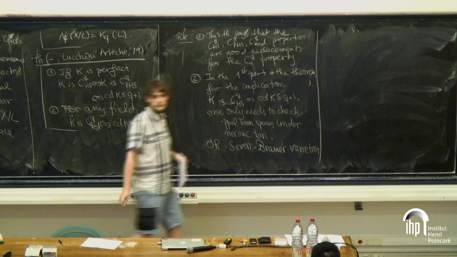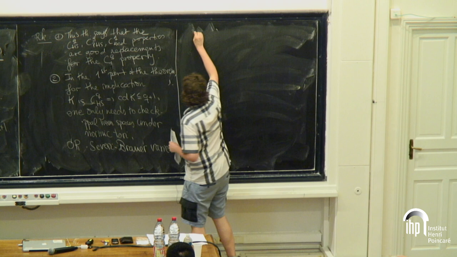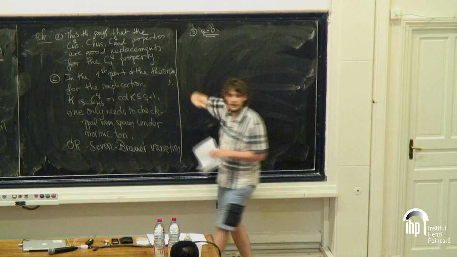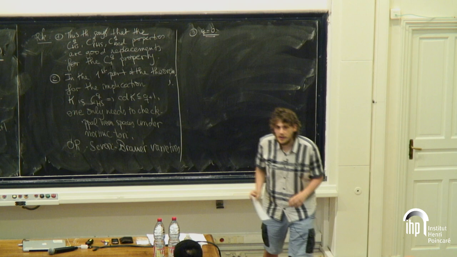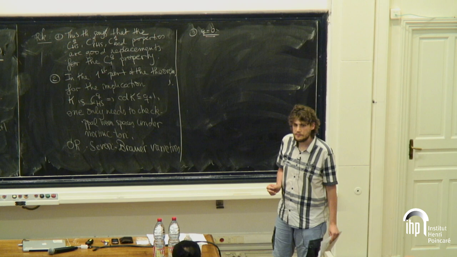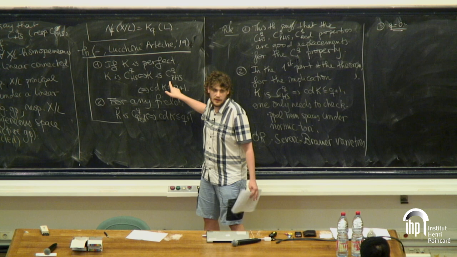Okay, so now I want to see what this theorem tells us for low values of Q. So what happens if I take Q equals 0? Yes? Sorry? So from homogeneous to principal homogeneous spaces. Is this by taking associated torsor or something? For the implication, I'm going to explain a little bit the proof afterwards, but yeah, from here to here, that's essentially non-abelian cohomology. Playing with that.